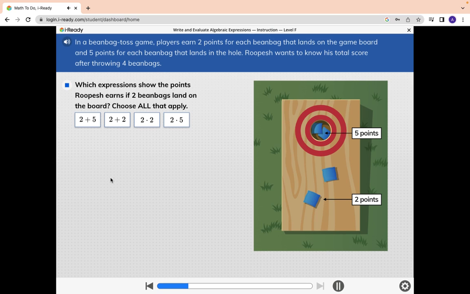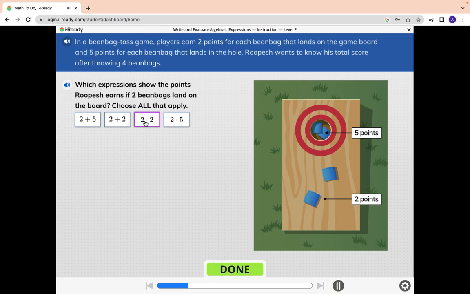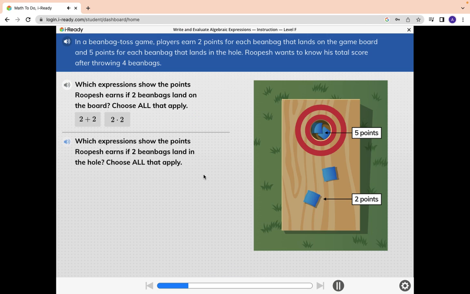Choose all that apply. So there's 2 beanbags that land on the board, and any beanbag that lands on the board is 2 points. So we could do 2 times 2, 2 plus 2, because that also equals 4. This is 2 points plus 2 points equals 4 points. And then we can do the other one, the same thing.